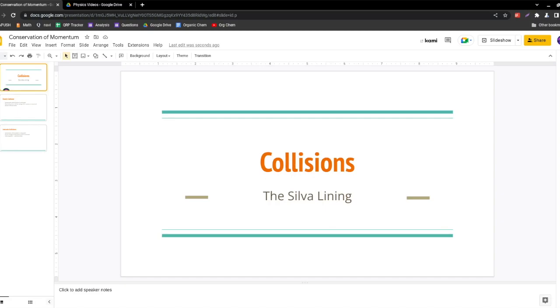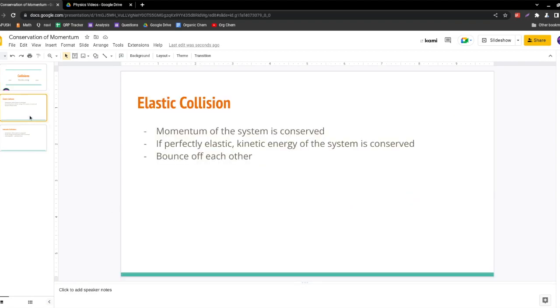Following up with the conservation of momentum video, we have collisions. And if you haven't watched the previous video and you still don't understand the conservation of momentum, then I highly suggest you go watch it. Either way, there are two types of collisions: elastic collision and inelastic collision. And I think you see both types in problems, so let's go over them.